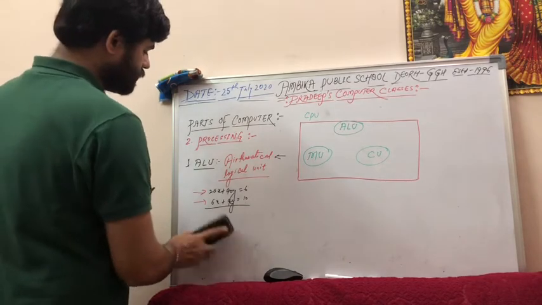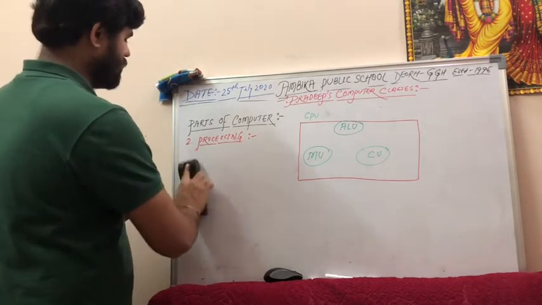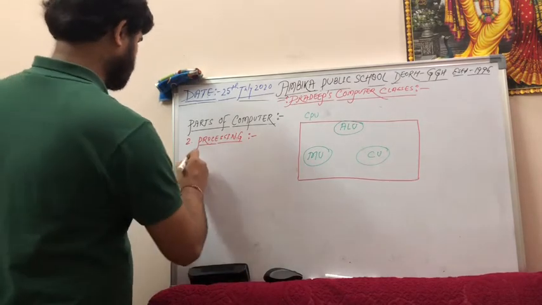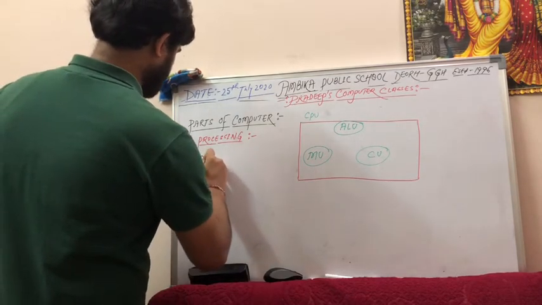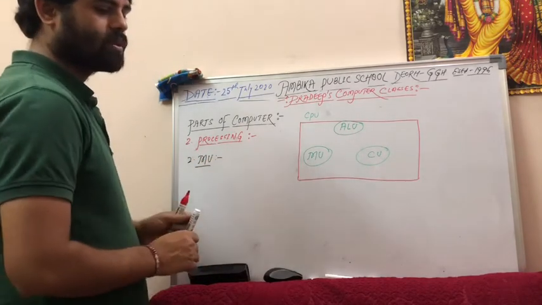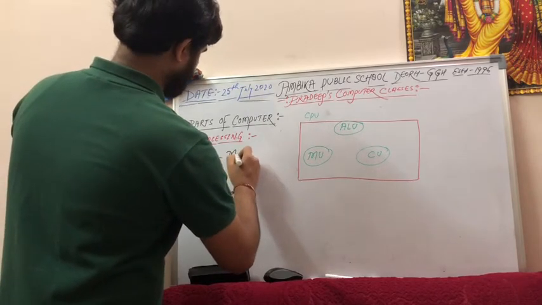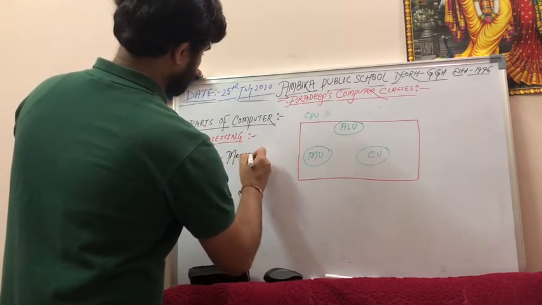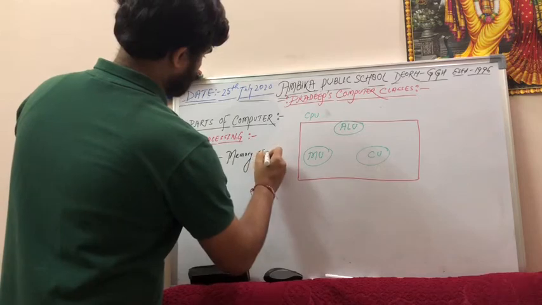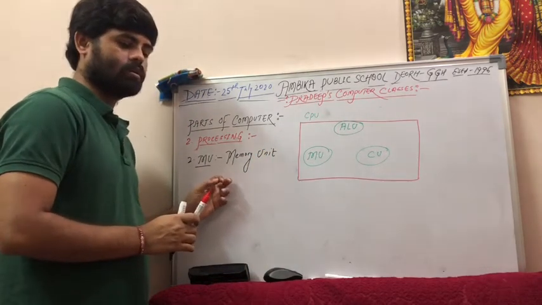Second is MU. MU full form is memory unit. Memory unit.